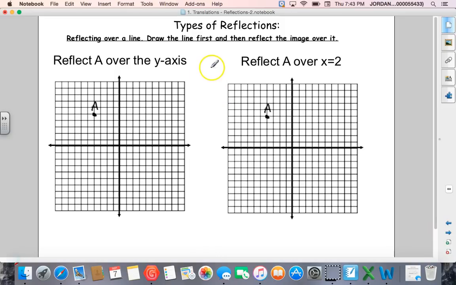Now let's talk about reflecting a point over a specific line. This says reflect A over the y-axis. So this is our y-axis right here. Let's retrace this line as close as I can.